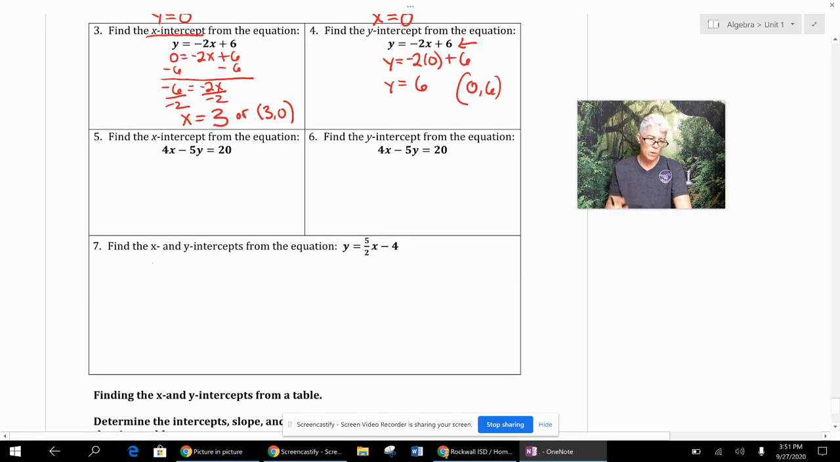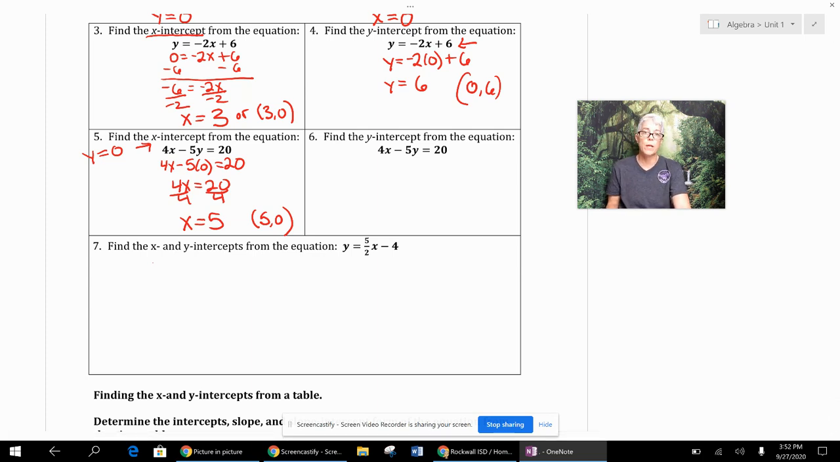So this one right here, I'm not even going to change it. I'm not going to move things around to find slope or anything like that. I'm just going to, for the x-intercept, y is 0. So let's put a 0 in. 4x minus 5 times 0. 4x equals 20. And I mean, some of these calculations are so easy, you could probably do a lot of it in your head. Now let's look at the y-intercept.